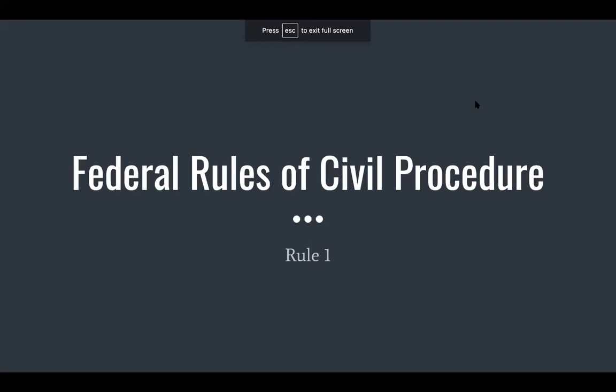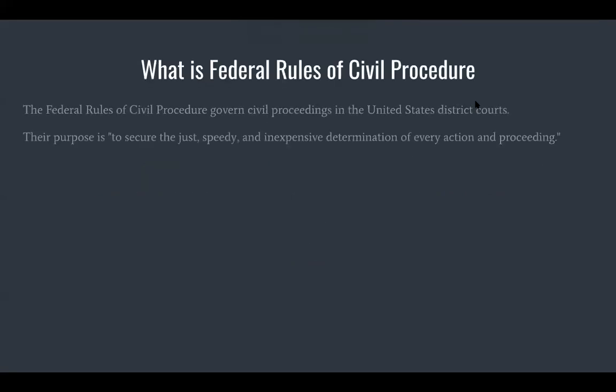All right, so let's talk about the Federal Rules of Civil Procedure, Rule 1. What is it? The Federal Rules of Civil Procedure govern civil proceedings in the United States District Courts. Their purpose is to secure the just, speedy, and inexpensive determination of every action and proceeding.